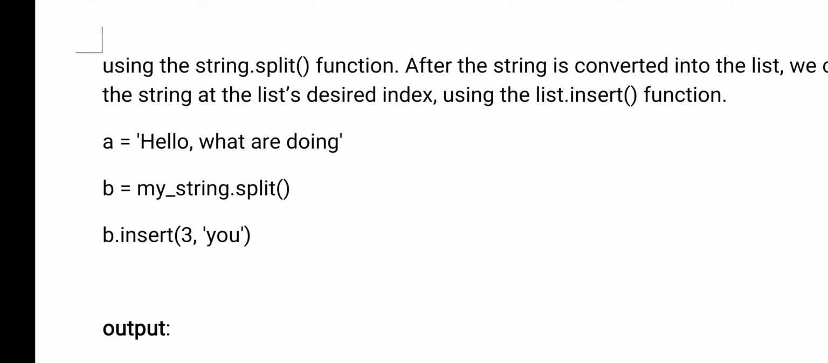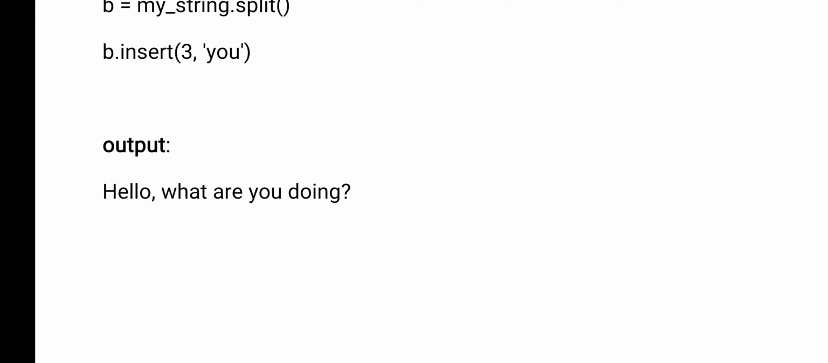So b equals my string dot split. I am splitting that into parts. Next, b dot insert. Whatever string is there is split into words. Now in the third place I want to insert u. For that purpose, b dot insert 3 comma u. In the third place, I am inserting u. So when you print, you will get hello, what are you doing. Because the index starts from 0, 0, 1, 2, 3, in the third place I am inserting you.